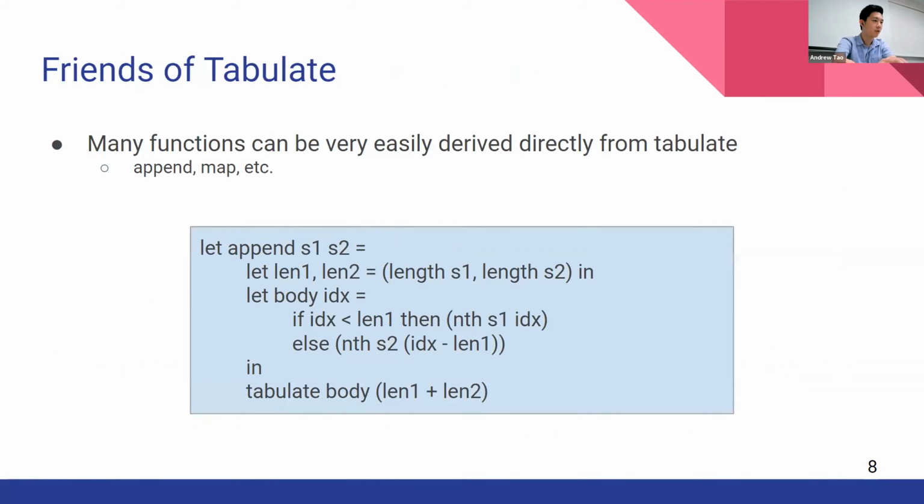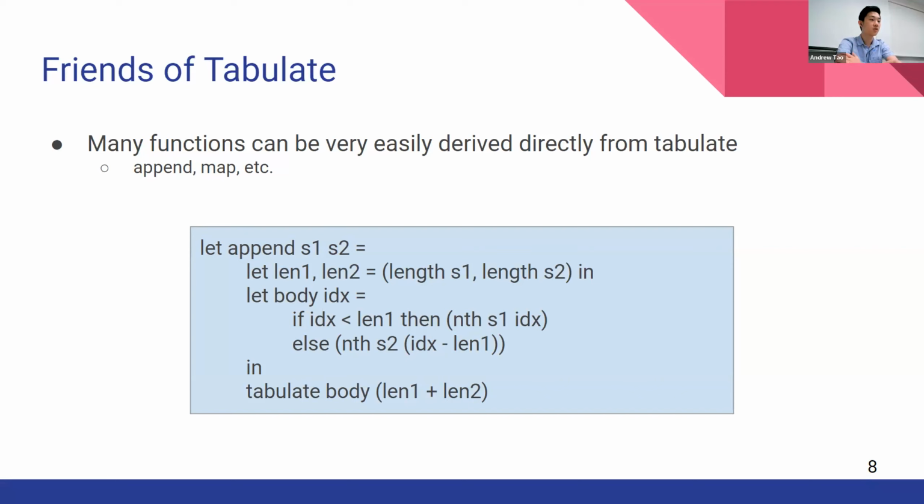All right, so now that we have tabulate implemented, we can implement a few very useful functions very directly from tabulate. For example, there's an append function, which just takes two sequences and appends them into a new sequence. It's very easy to use a clever body function to use tabulate to do this in parallel. If we check the index before we figure out which sequence to take from, we can just get the element from the correct sequence, and tabulate a new sequence. So this is very efficient. Since tabulate is done in parallel, append is also very trivially done in parallel. And map is similar, and there are a couple other operations that are very similar.